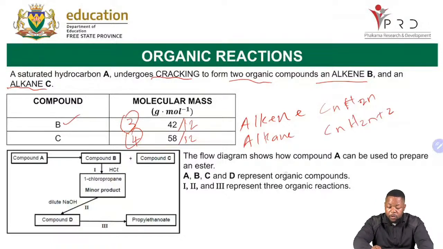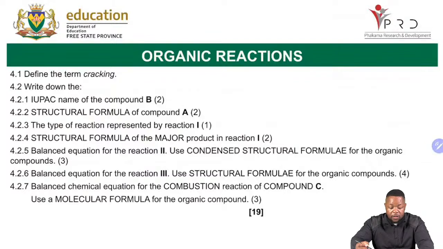Okay, the flow diagram shows how compound A can be used to prepare an ester. This question is inappropriate. I think it was incorrectly inserted there. A, B, C, and D represent organic compounds. 1, 2, 3 represent reactions.